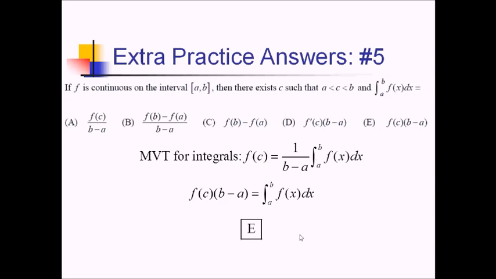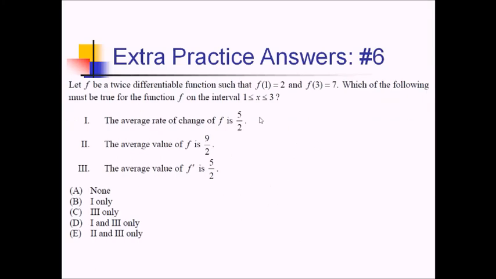what you wanted. On this problem, f's a twice differentiable function, and f of 1 is 2, f of 3 is 7. We want to know what's true for the function f on the interval from 1 to 3. So option 1, average rate of change is 5 over 2. Well, that's pretty easy to check. Let's just use AROC here. We've got 7 minus 2 over 3 minus 1. So that's going to be 5 over 2, which is exactly what they said, so that's true.